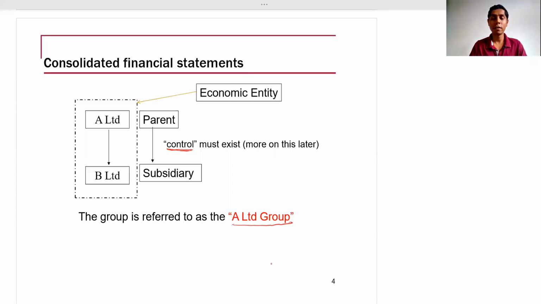When you have more than one subsidiary company, think about the difficulty and complexity in preparing consolidated financial statements. Okay, so I think this is clear.